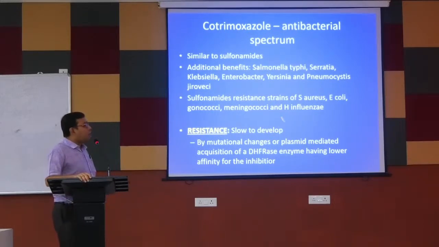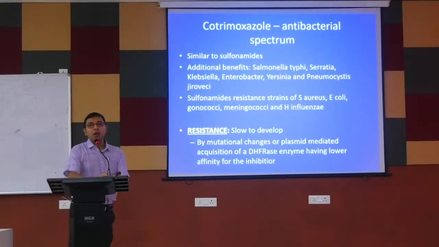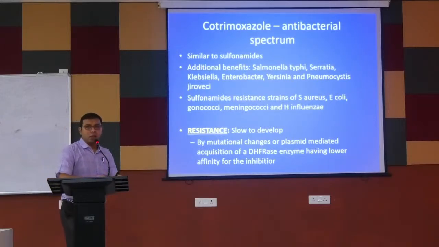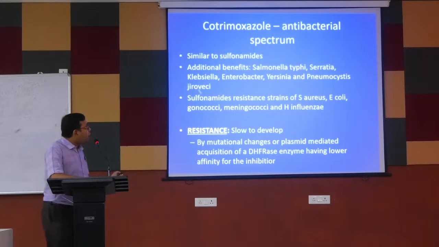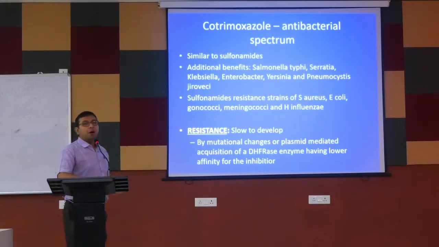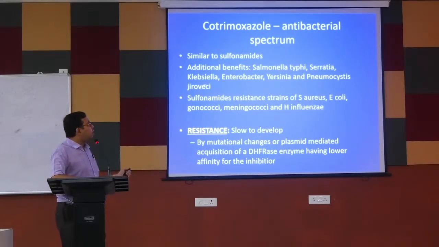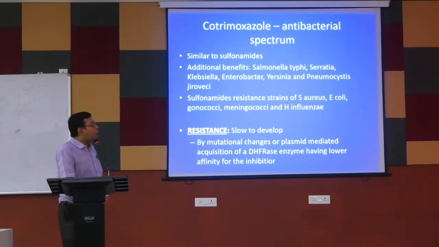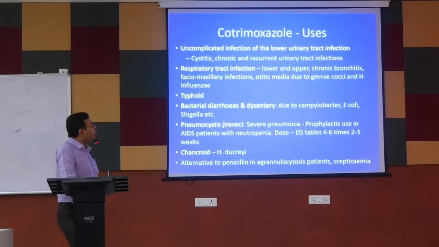Sulfonamide resistance traits happen, but it is less. Resistance is slower to develop than with sulfonamide, by mutational changes or in a plasmid-mediated way. So this is the bacterial spectrum. Originally all the different gram-positive and gram-negative bacteria are sensitive to the sulfonamides, as well as other important ones like typhoid, Serratia, Klebsiella, Enterobacter, Yersinia. Yersinia pestis causes plague. That's why for plague it is an important agent. Pneumocystis carinii pneumonia as well.